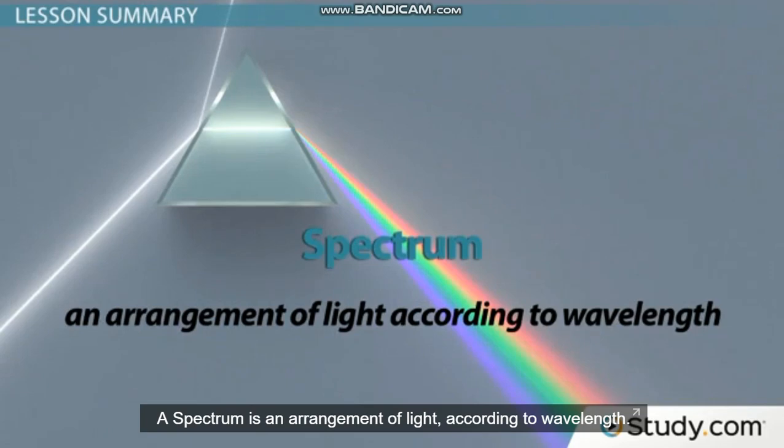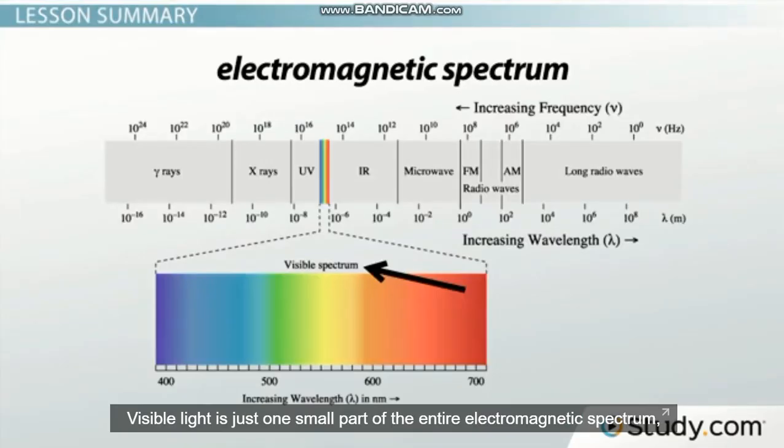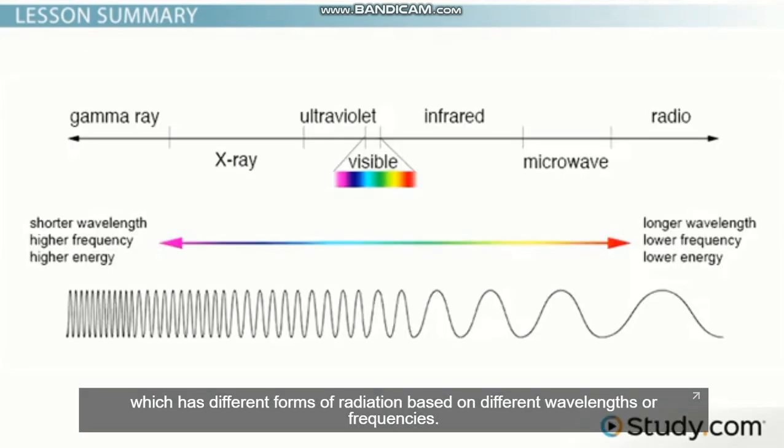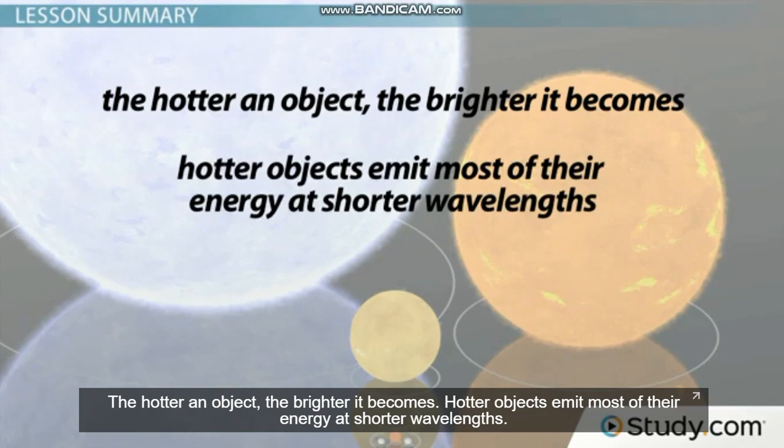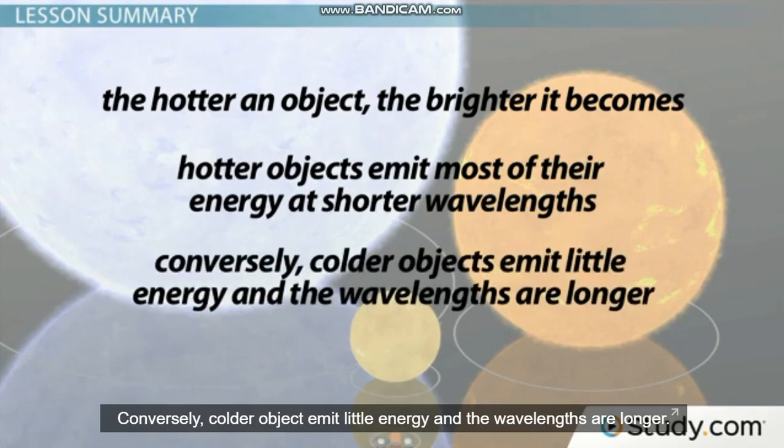A spectrum is an arrangement of light according to wavelength. Visible light is just one small part of the entire electromagnetic spectrum, which has different forms of radiation based on different wavelengths or frequencies. The hotter an object, the brighter it becomes. Hotter objects emit most of their energy at shorter wavelengths. Conversely, colder objects emit little energy and the wavelengths are longer.